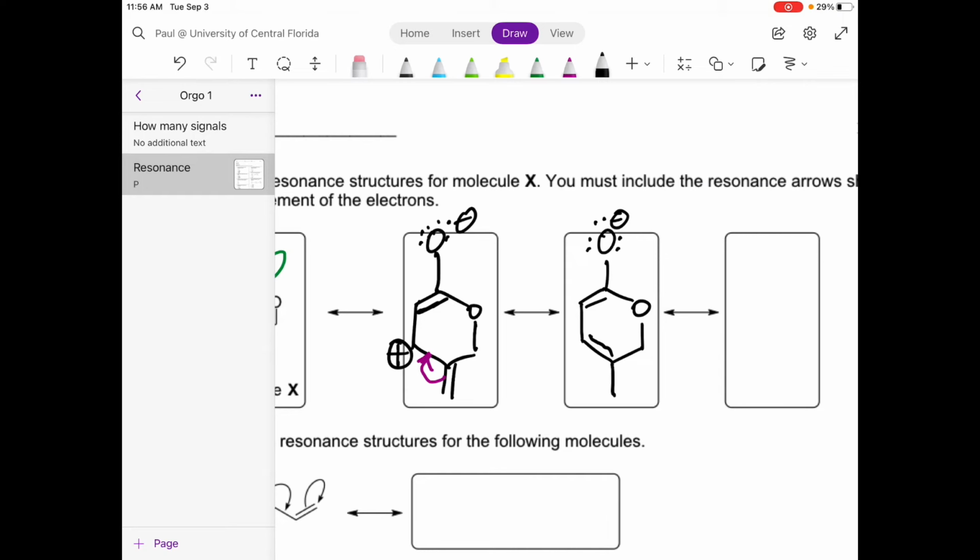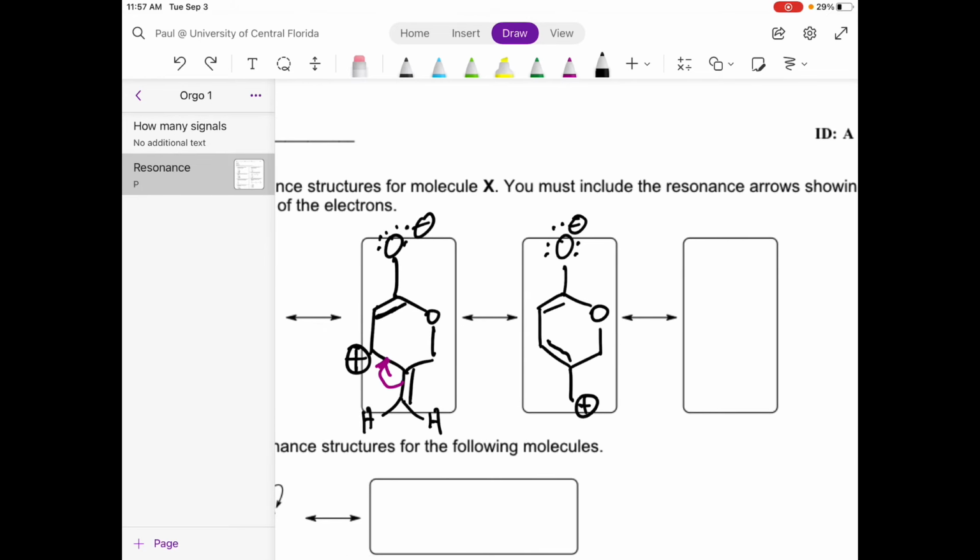But now what has happened here? That carbon right there only has 2 hydrogens coming off of it that aren't shown. And now it only has 3 bonds, so that has to be a positive. Now, could we draw another resonance structure? Sure. And this one's going to be a little bit of a crazier one, but still valid.